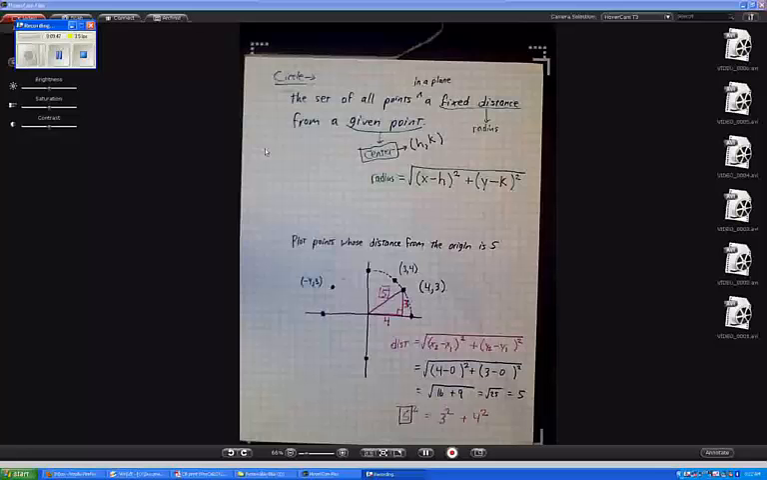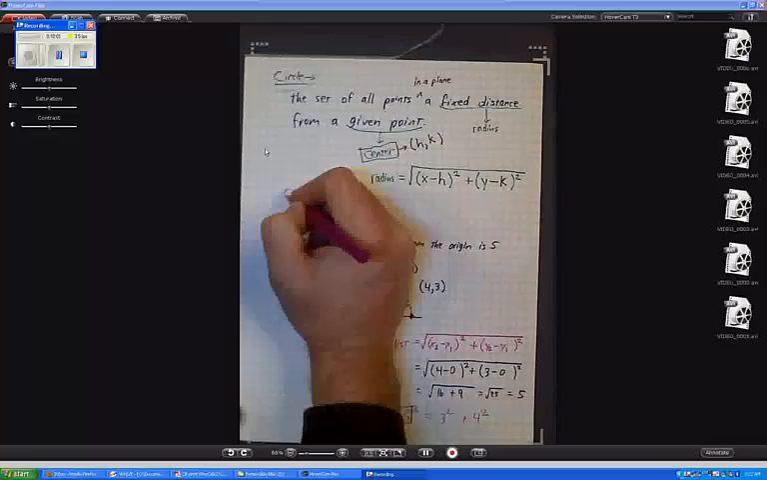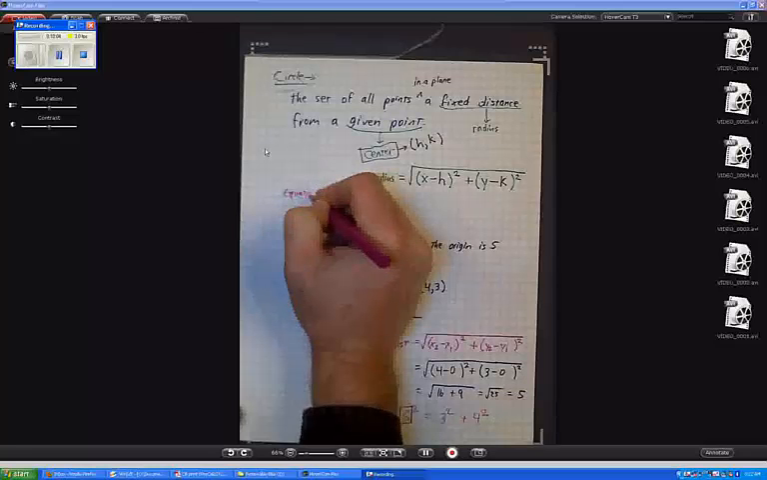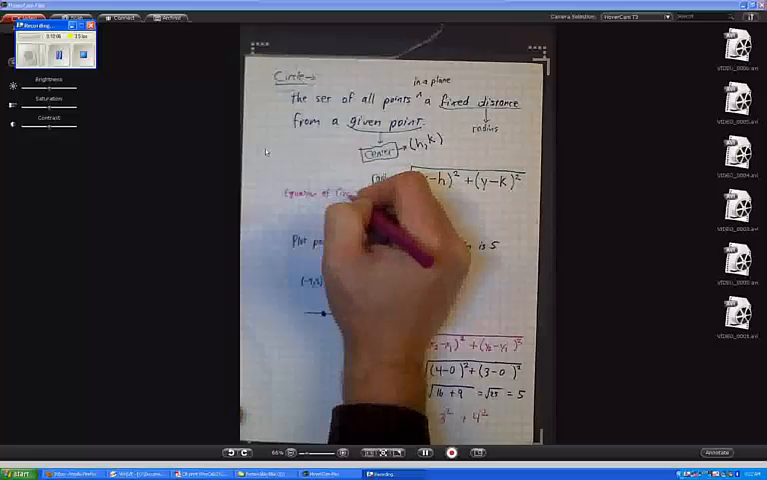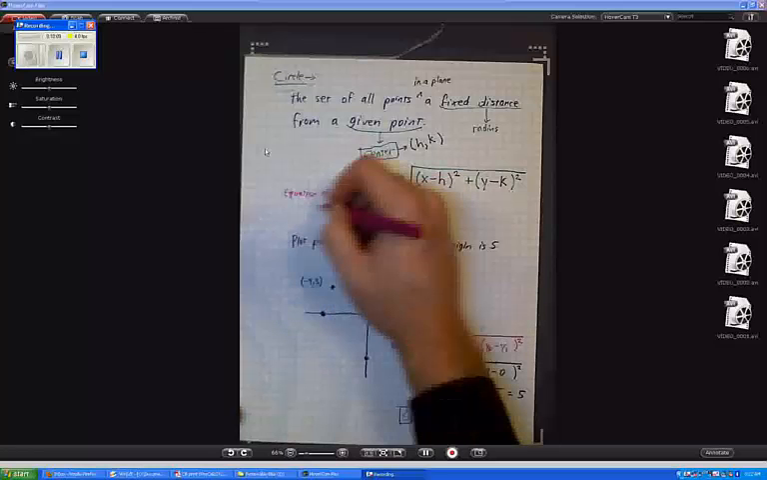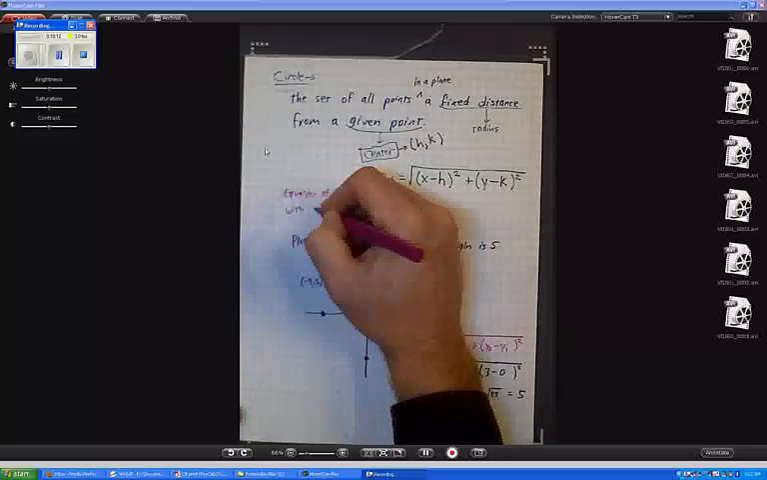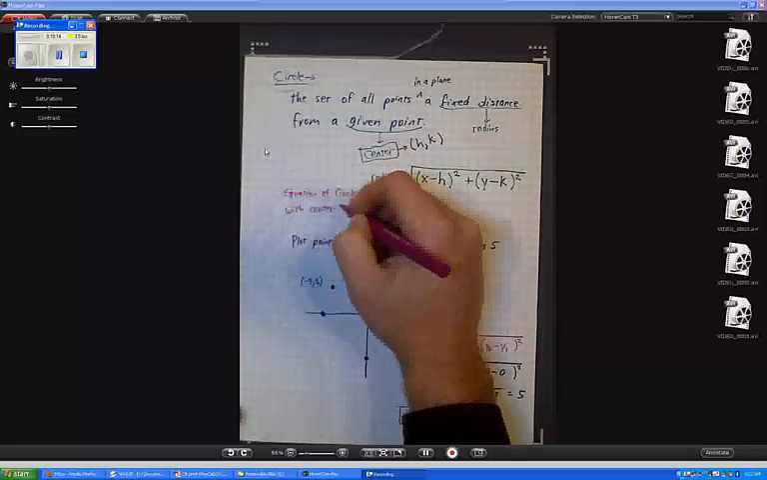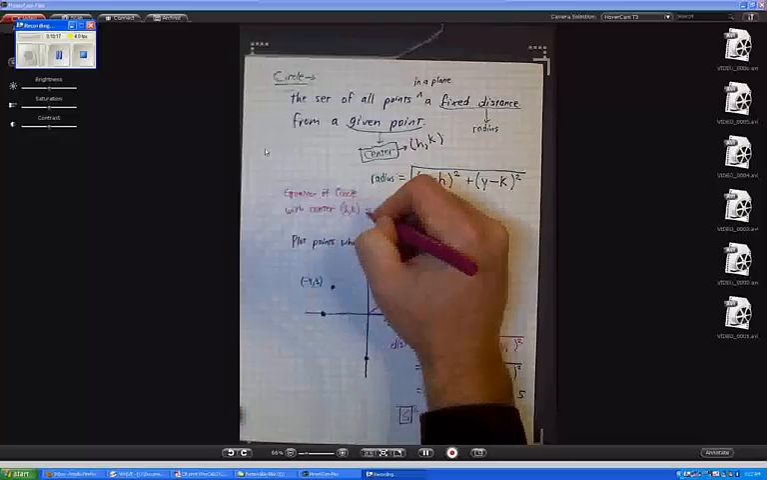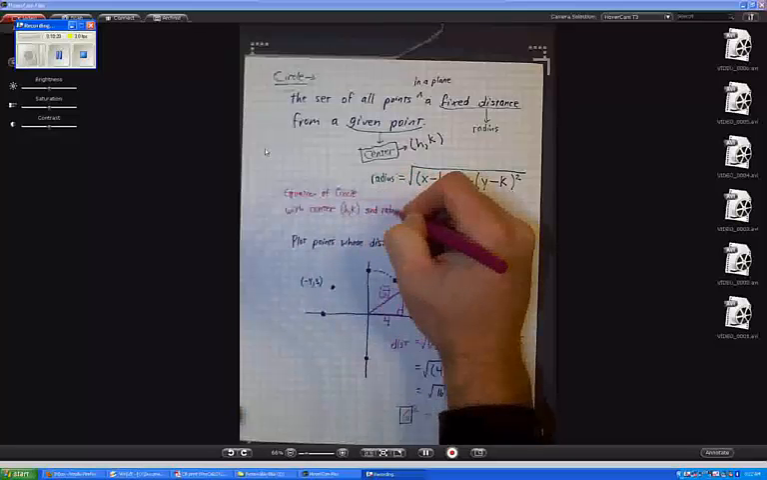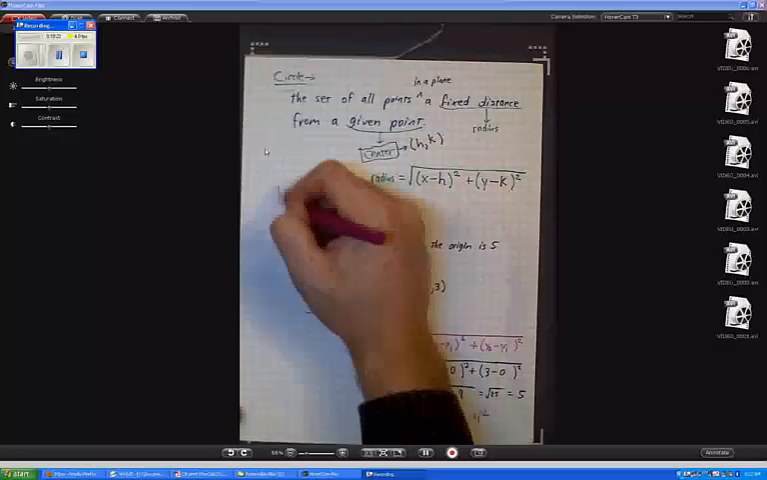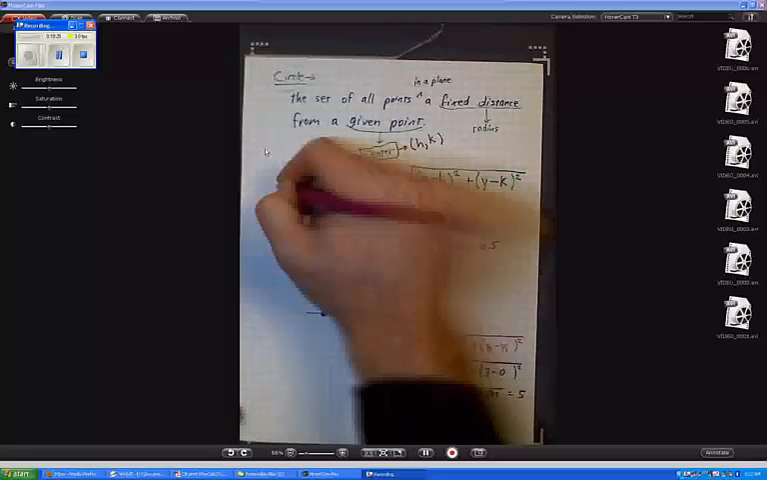Okay? So then the other thing is we don't really like the square root. And so you know what I'm going to do to both sides of this equation? I'm going to square both sides. Right. And if I square both sides, I get the equation of a circle. And when I say it's the equation of a circle, I should really say with center h comma k and radius r. So this equation I'll give to you right here.